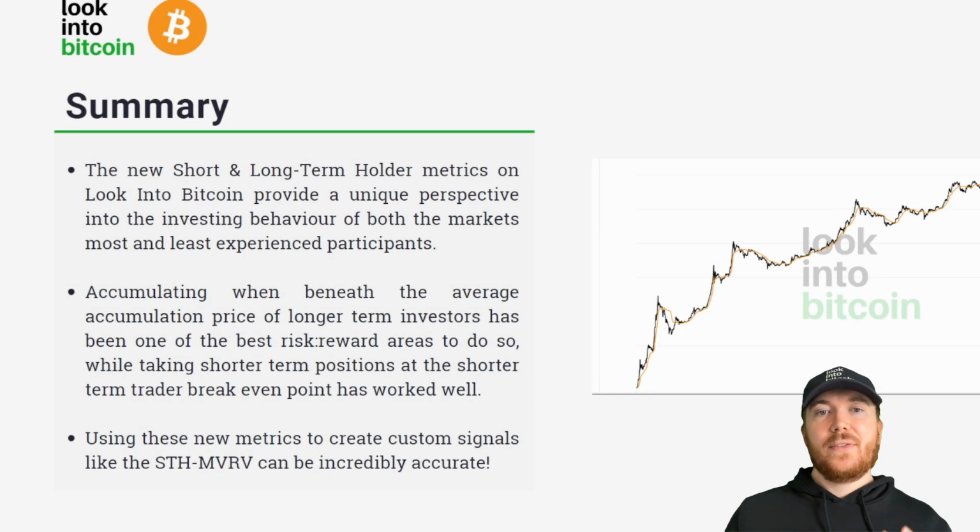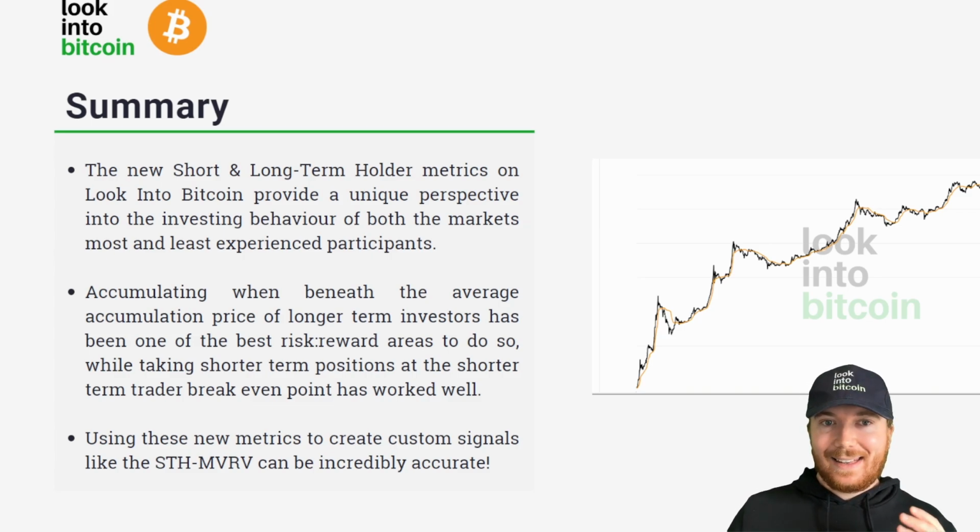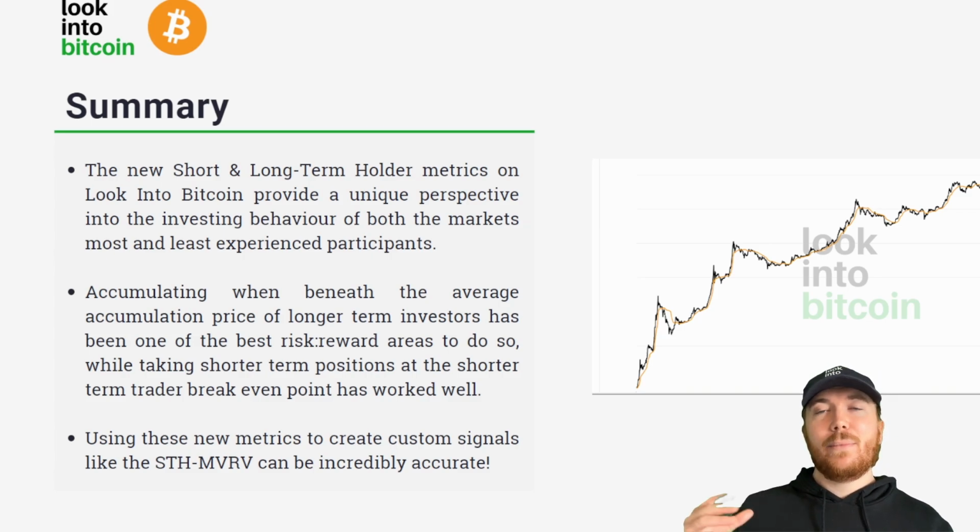So just to summarize, the new short and long-term holder metrics on Look Into Bitcoin provide a very unique perspective into the investing behavior of both the market's most and least experienced participants. And accumulating when beneath the accumulation price of longer-term investors has been one of the best risk-to-reward areas to do so. And alongside that, taking more shorter to medium-term trades and investments based on the shorter term traders' break-even point has worked incredibly well both in bull cycles and in bear cycles.